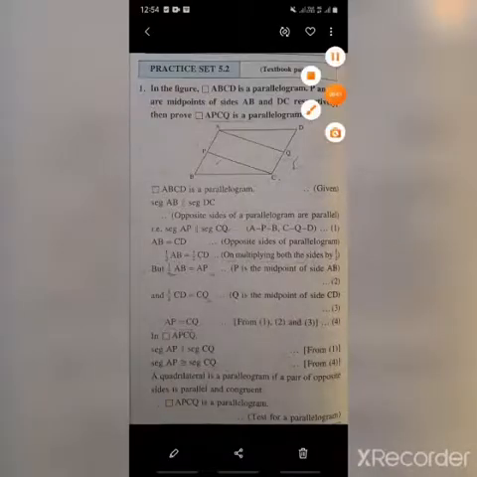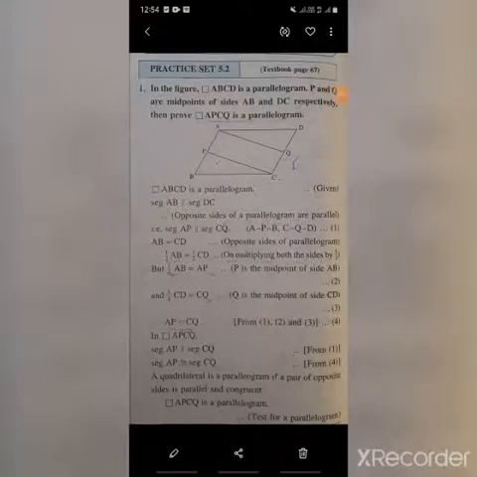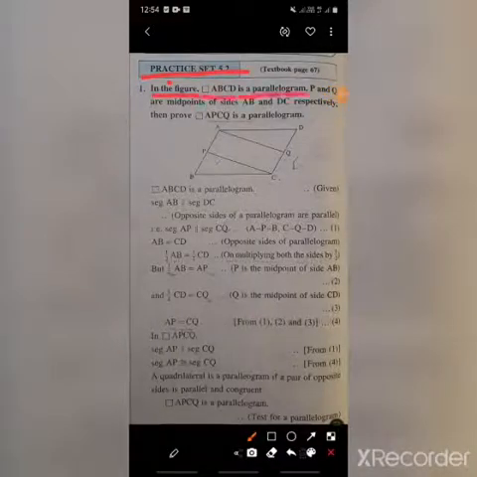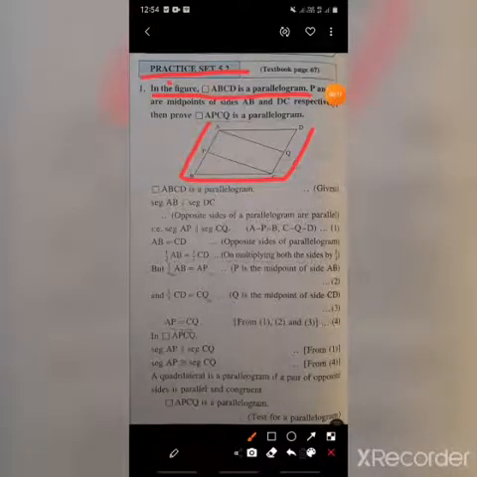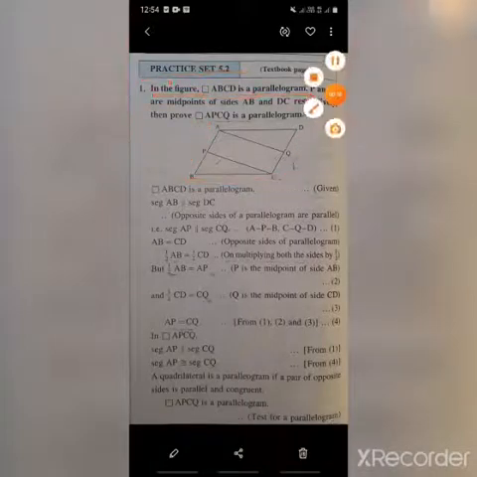Students, today we are going to start practice set 5.2. In the figure, ABCD is a parallelogram. P and Q are the midpoints of AB.